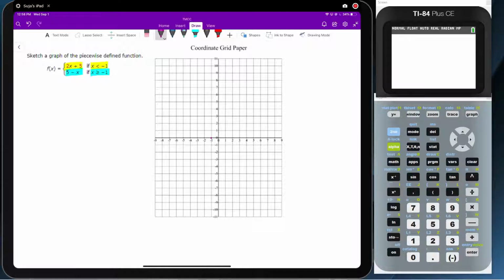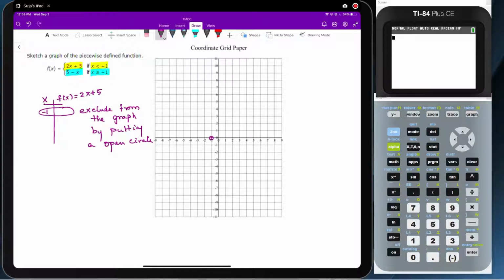So I'm going to draw a little table where I'm going to find x, but my value needs to be -1, but then I cannot include -1 because it says less than. So I'm going to write -1, but whatever the value I'm going to get, I'm going to exclude from the graph by putting an open circle.